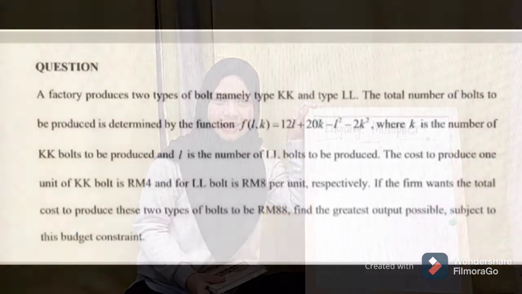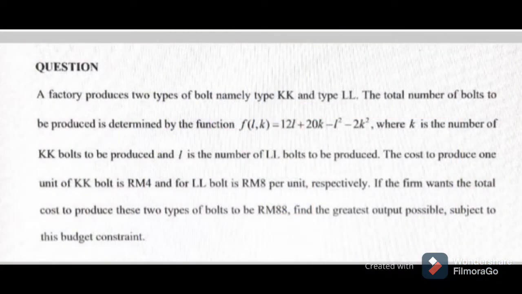Today, I'm going to share with you how I solve mathematical problems by using Lagrange multiplier. So the question is, a factory produces two types of bolt, namely type K and type L. The total number of bolts to be produced is determined by the function F(L,K) equal to 12L plus 20K minus L power of 2 minus 2K power of 2, where K is the number of K bolts to be produced and L is the number of L bolts to be produced.